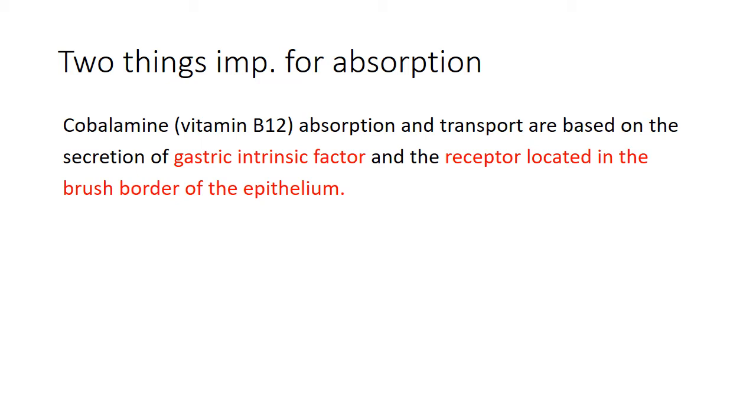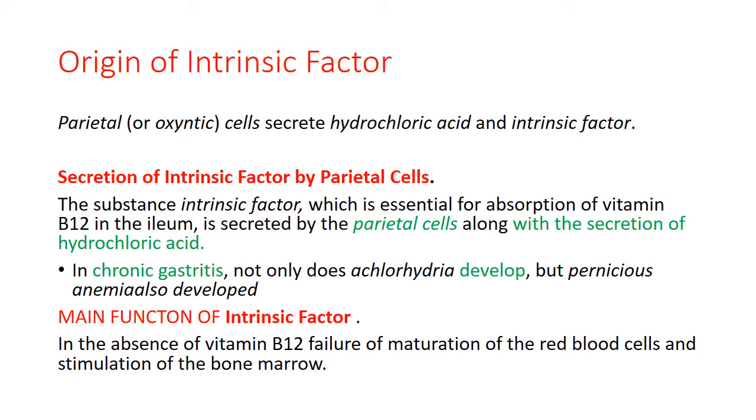Next slide. Two things are important for the absorption. One is the gastric intrinsic factor, and the second is the receptor which is located in the brush border of the epithelium. So we will take them one by one. The intrinsic factor originates from the parietal cells, which also secrete hydrochloric acid. So the parietal cells secrete both intrinsic factor as well as HCl.